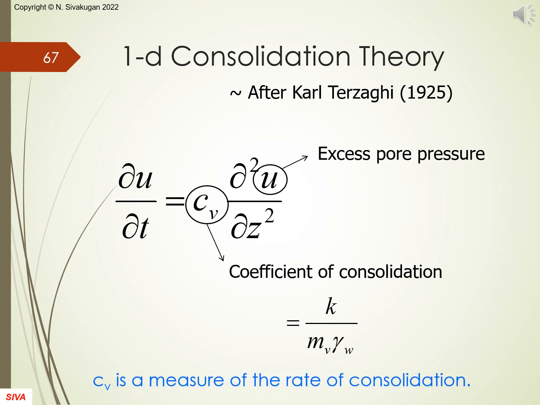Note that the u we have in the partial differential equation is actually Δu. The consolidation theory deals with the excess pore pressure Δu. The unit of cv is length squared per time. It is commonly expressed in millimeter squared per minute, centimeter squared per second, or meter squared per year.